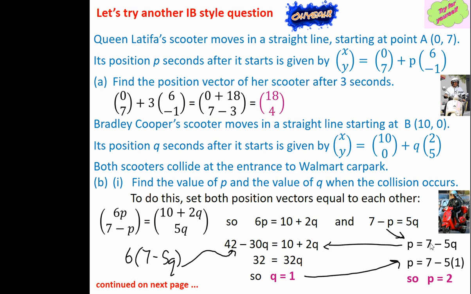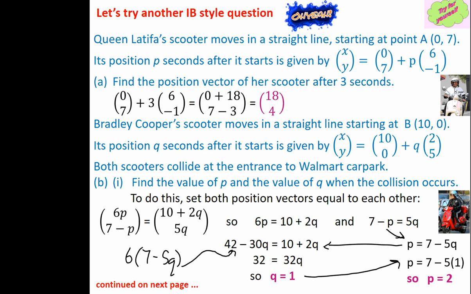Times this by 6, you get 42 minus 30q. So 42 minus 30q equals that. Then you can solve for q. You can subtract 10, you can add 30, and then you get this, and solving for q you get q equals 1. Sub q into here, 7 minus 5 times 1, so p equals 2. So I've found the values of p and q when both scooters collide.